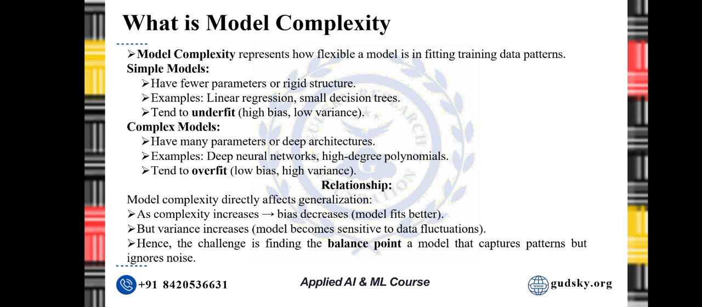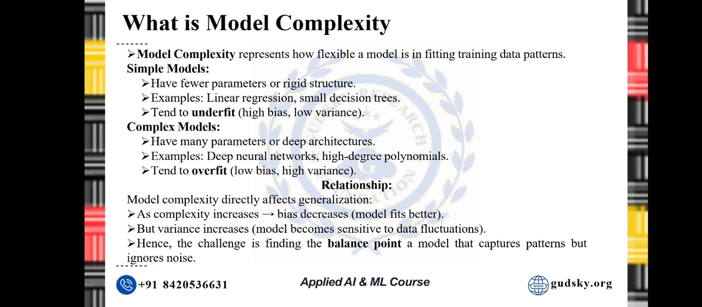A complex model like a 10th degree polynomial draws a very wiggly line that touches every data point, that's low bias and high variance. So what happens as complexity increases? The model fits training data better, bias goes down, but it starts to become sensitive to random noise, variance goes up.